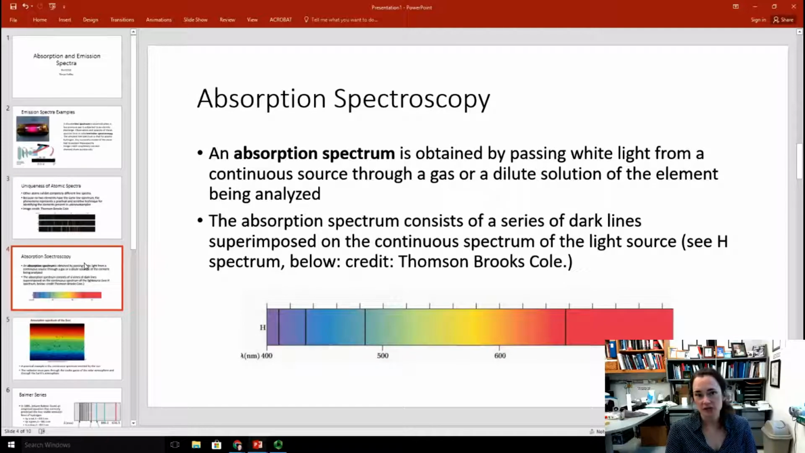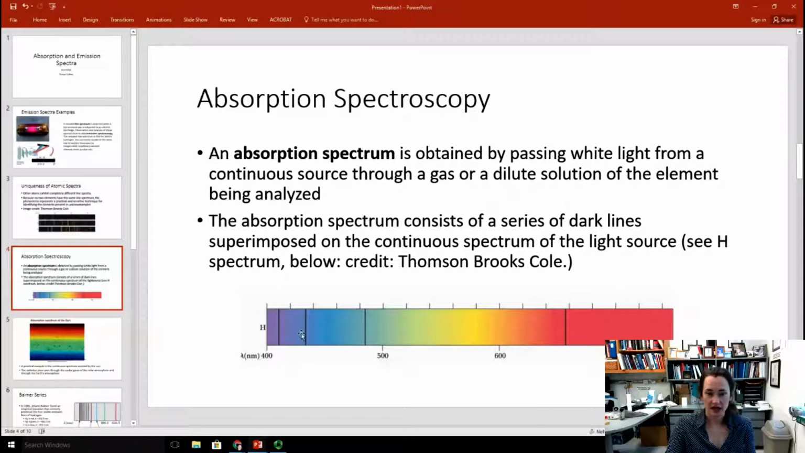You can also look at an absorption spectrum, and that's obtained when you pass white light from a continuous source through a gas or a dilute solution of the element. And then what will happen is you pass that light through a prism, say, or a diffraction grating. It'll spread that white light out into a rainbow. But depending upon what the spectrum of the particular gas that the light's been passed through looks like, you'll see these black lines in the spectra, okay?